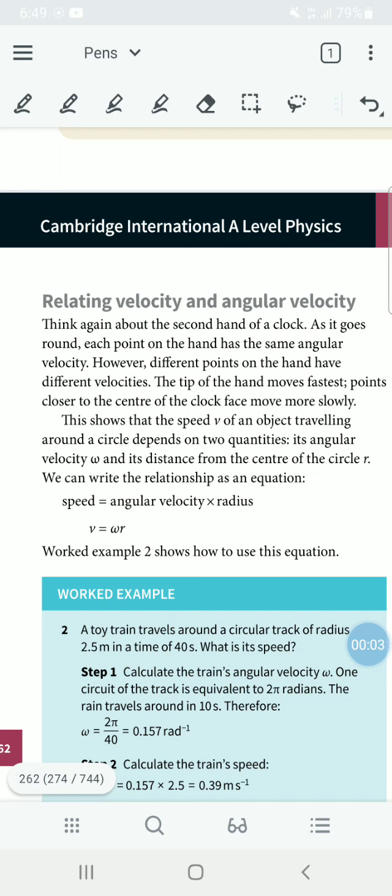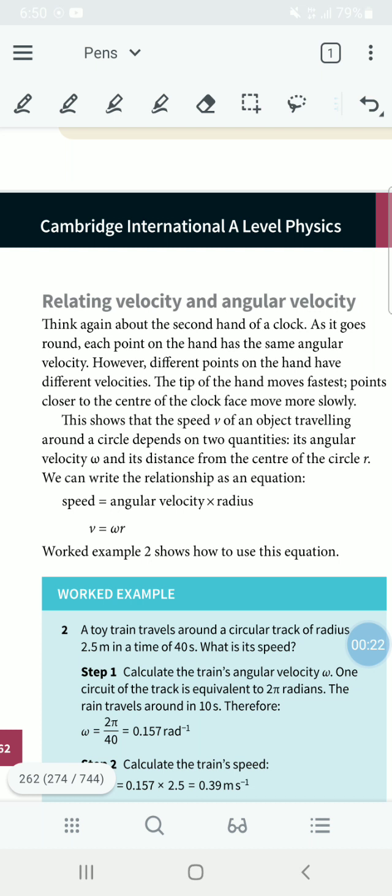Physics, chapter 17, theory, fifth video. Relating velocity and angular velocity. Let's go through this note and see what they're trying to say.